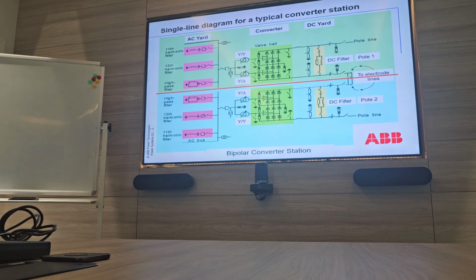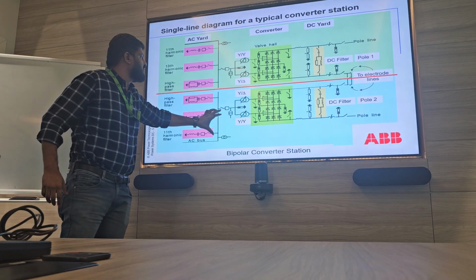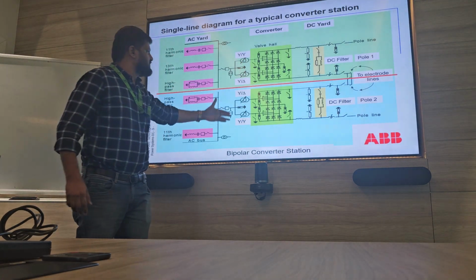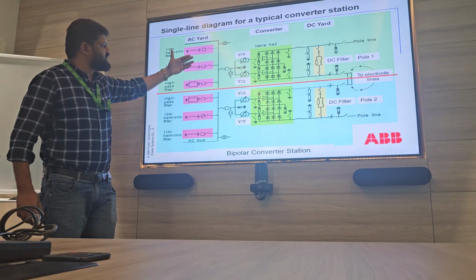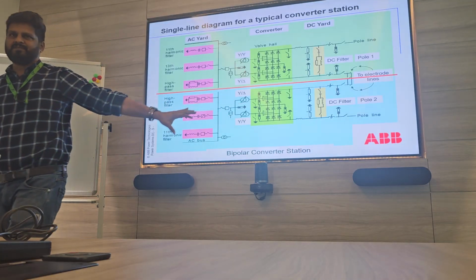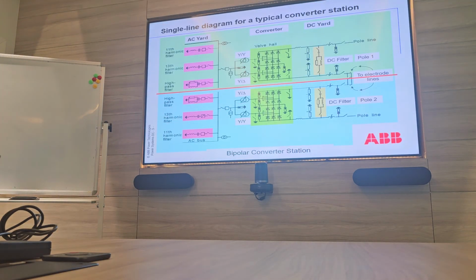That is what we see in the monopole, one pole, single pole. I will explain what monopole and bipole are after some slides. Okay, this is a bipole converter station. So the bipole is an exact replica, the same as one pole, and this is the second pole line. Same thing. For example, plus or minus 500 means this is plus 500 and this is minus 500. This is just for basics only, okay?